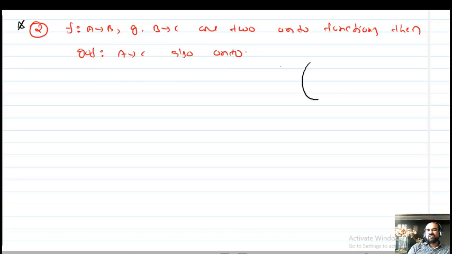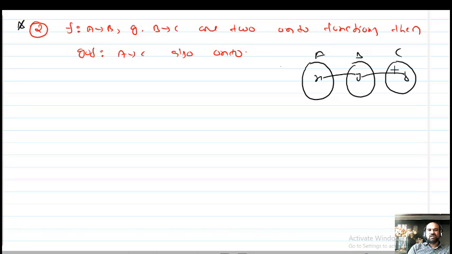Listen all of you. For my explanation purpose, I am using a rough sketch here. Here A, here B, here C, x paired with y, y paired with z, f, g. Okay, now listen. Given g mapping B to C is onto. What is the meaning of that? The range of this function equals its codomain. For every element of C, there is an element in B that is paired by the rule g. Understood?